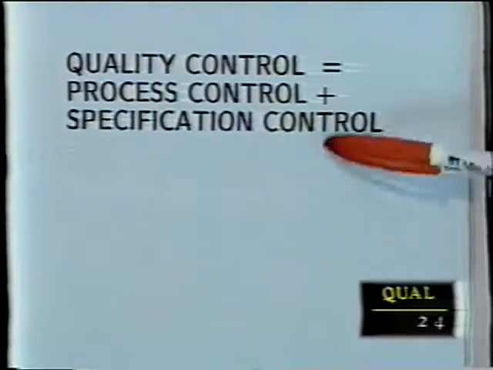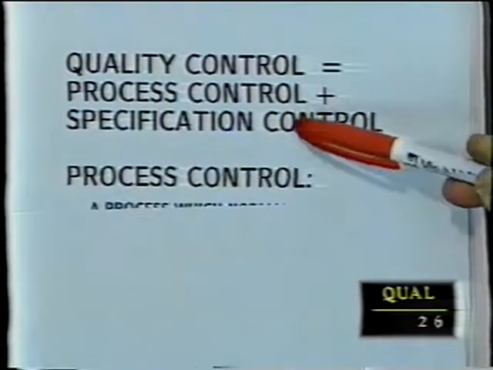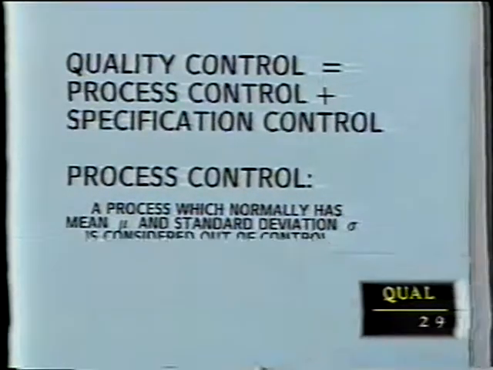on a little bit. Okay, quality control is really made up of two pieces: process control and specification control. And we're going to talk about those things in the big picture. We're going to look at the big picture.